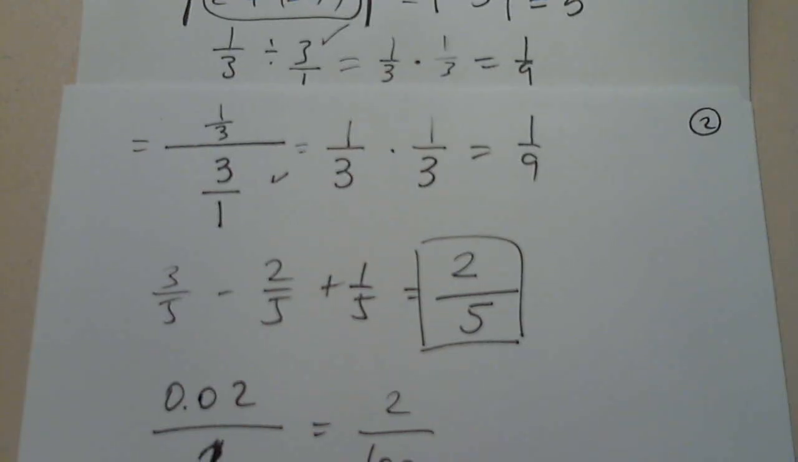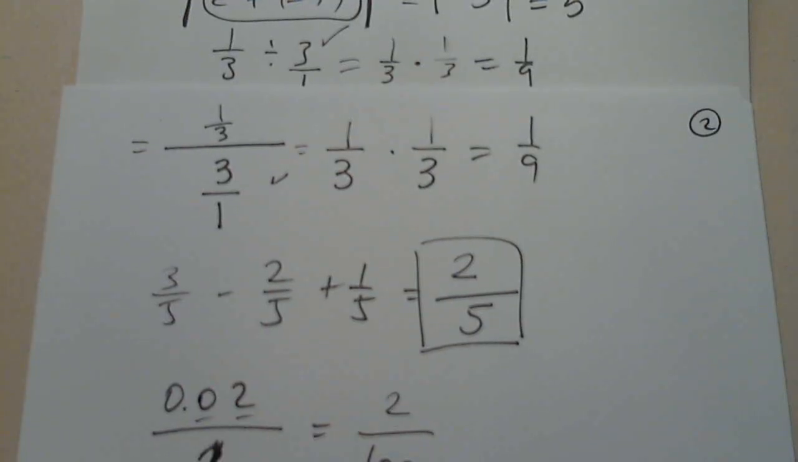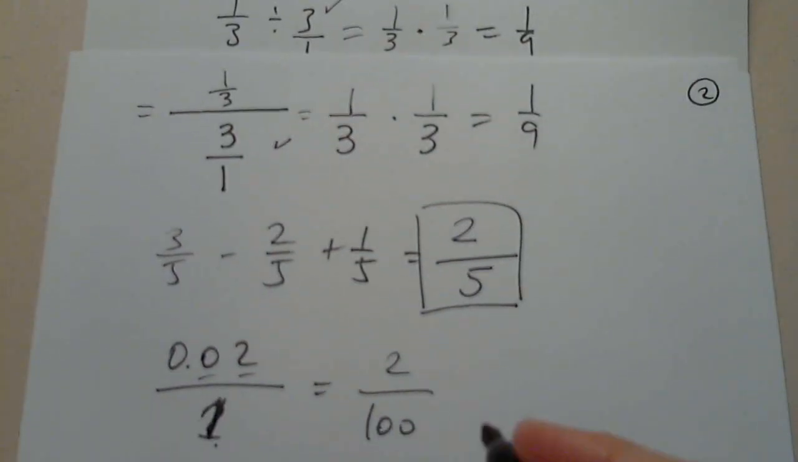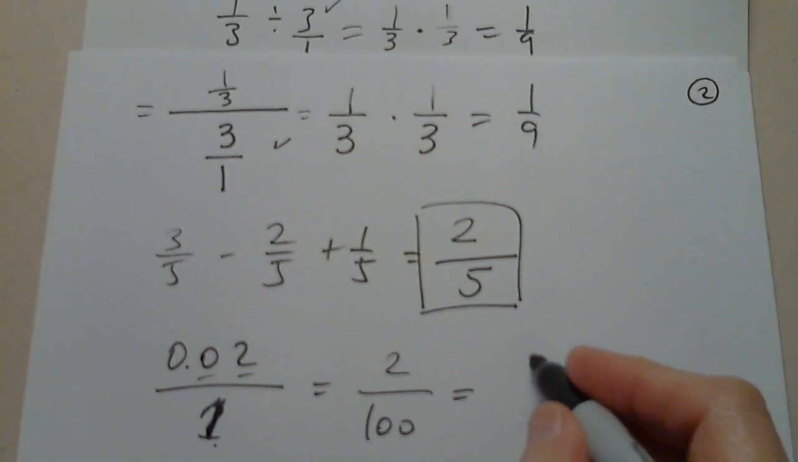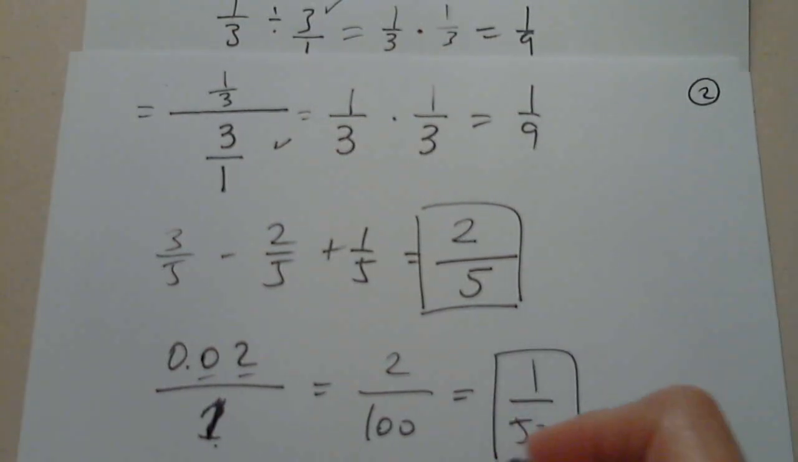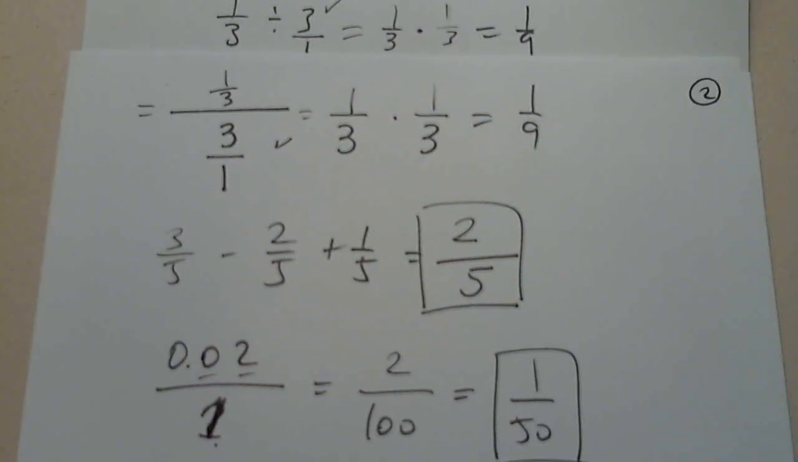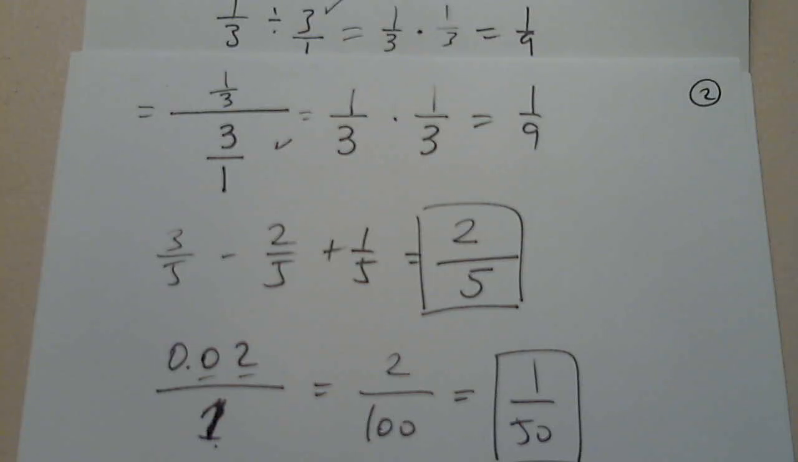2 over 100. Why 100? Because there are 2 decimal digits. And now we have to simplify it to the fullest. Divide by 2? Yes, so it's 1 over 50, and this is it. Any questions on this? Okay, moving on.